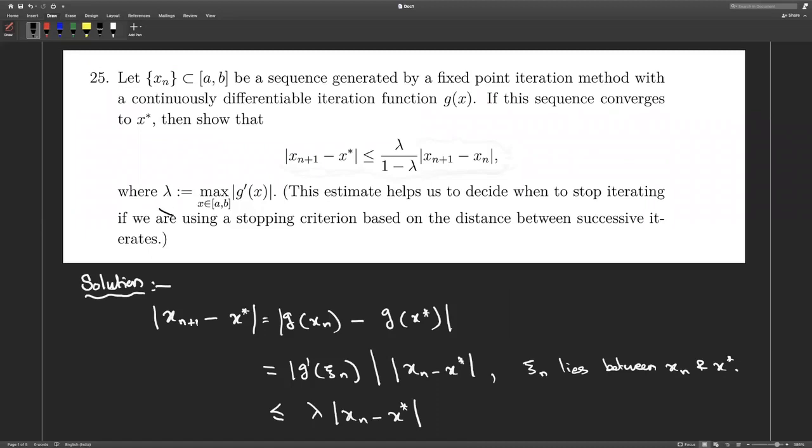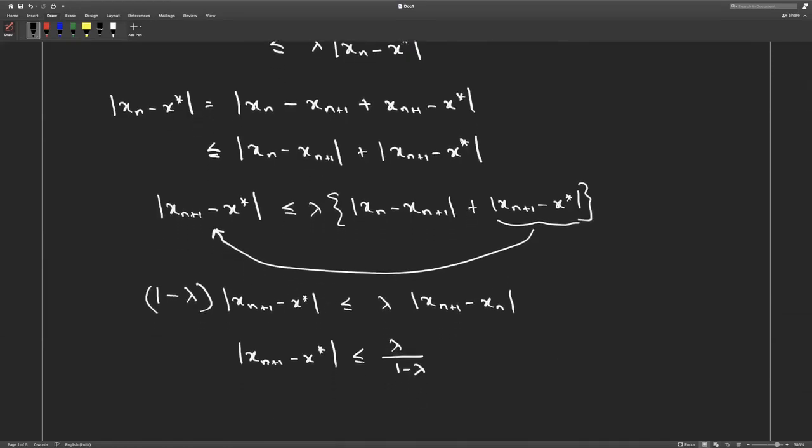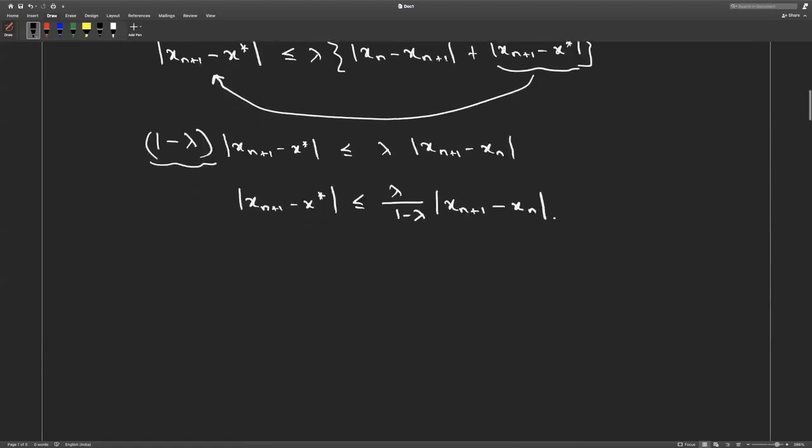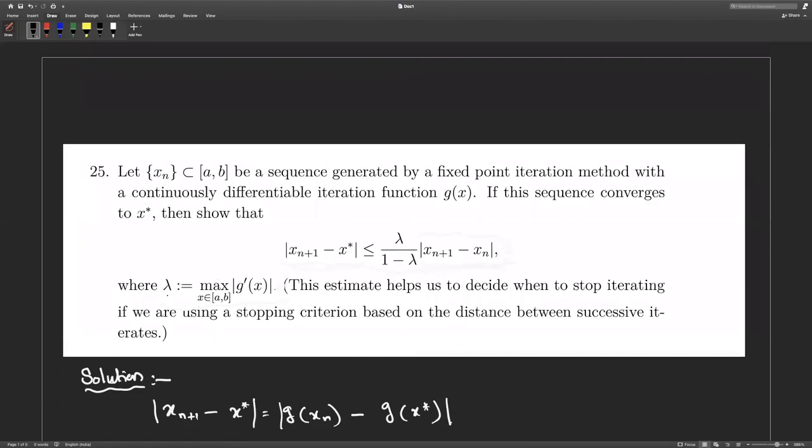I'm sorry, I forgot to mention. Well, it's better to assume that lambda is less than 1. I think that should be there. Once you have that, then you can bring this, because then this will become a positive term now, and therefore it can come to the other side and make it lambda by 1 minus lambda into mod xn plus 1 minus xn, right? So that's fine. So let us put one extra assumption here that lambda is less than 1.